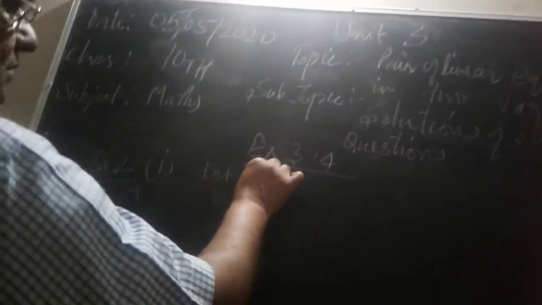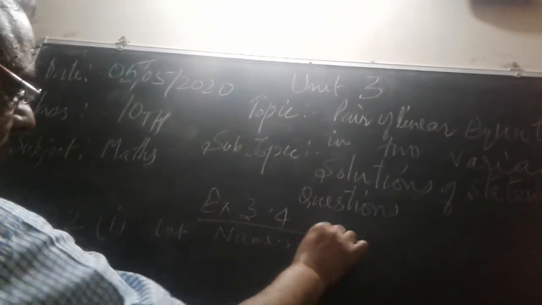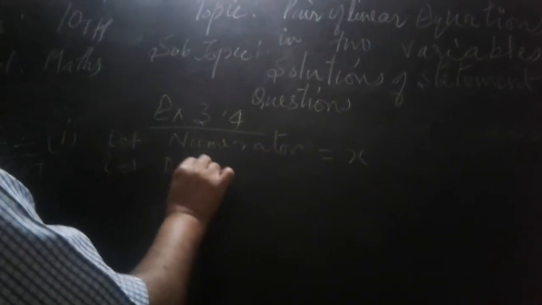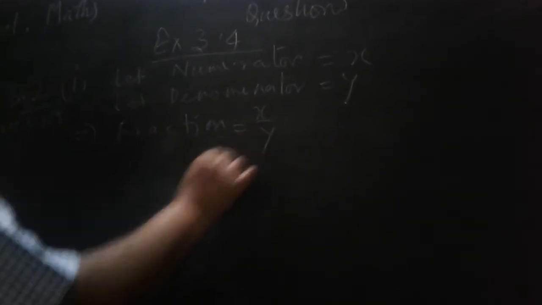Now the first part we discuss: we add 1 to the numerator and subtract 1 from the denominator, and at last we are required to find the fraction. So let the numerator equal x, and let the denominator equal y. Therefore the required fraction will be x upon y.